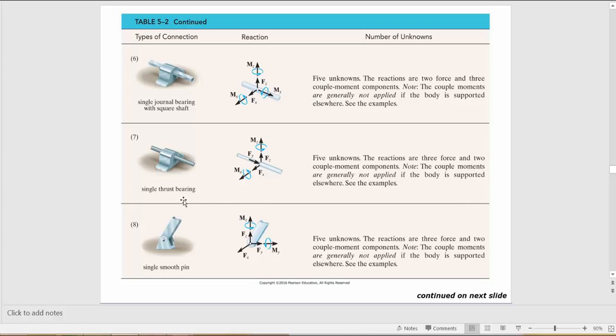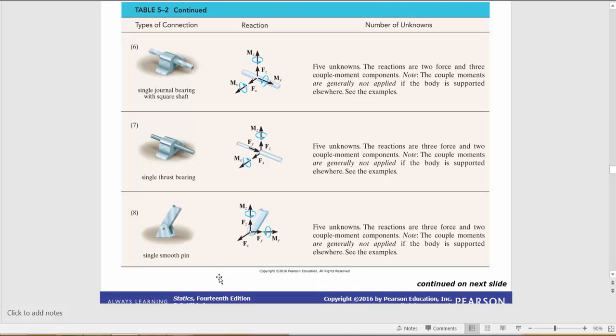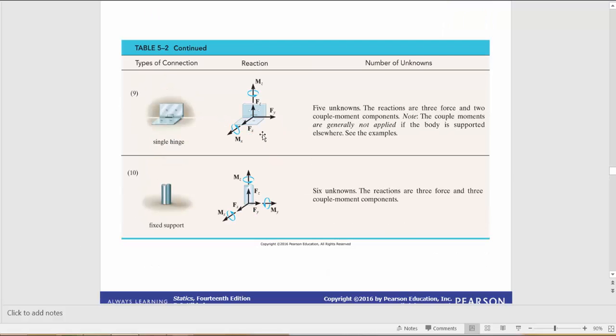A single thrust bearing, now it is not allowing it to move in the Y direction, so you do have a force in the Y, but it is allowing it to rotate, so there is no moment holding it there. So you kind of get the gist. We have a single smooth pin, and we have our last ones, which would be a door hinge.